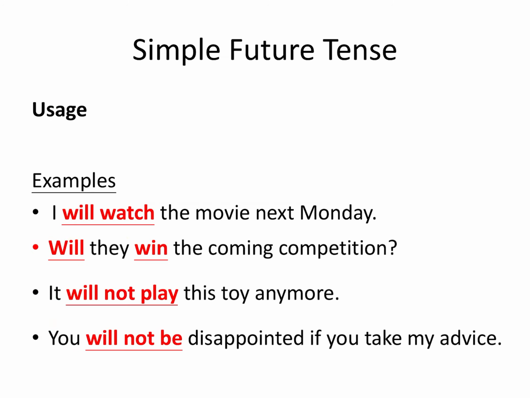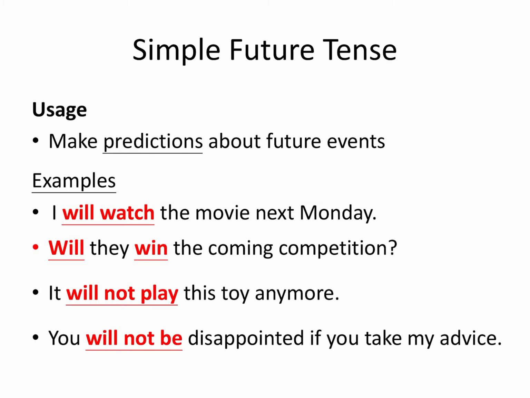So when do we use simple future tense? By looking at the examples, we can know that we use simple future tense to make predictions about future events. In other words, we don't know what will happen, and we are just making a wild guess about the future outcome.